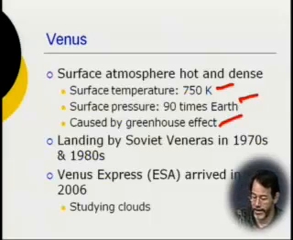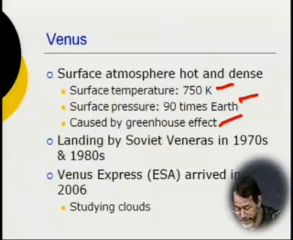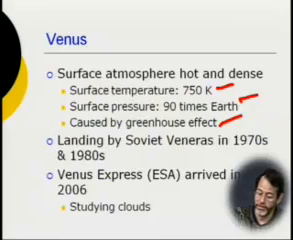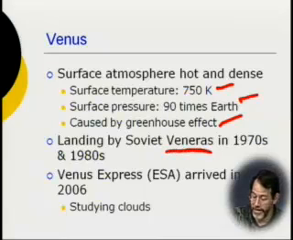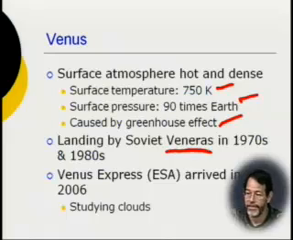And again, this is caused by the greenhouse gases. But this didn't stop the then Soviet Union from launching the Venera spacecraft in the 70s and 80s. And they actually succeeded in landing spacecraft on Venus, and they lasted for a couple of minutes sometimes before they didn't want to work anymore. And there are pictures, and I will show you a picture from the surface of Venus. It's pretty interesting.